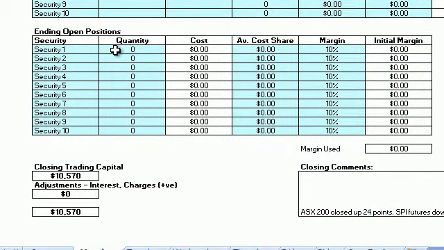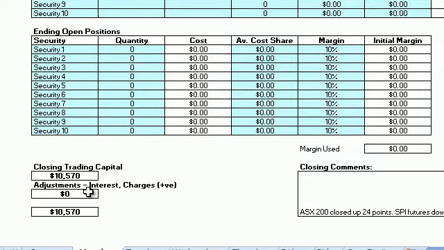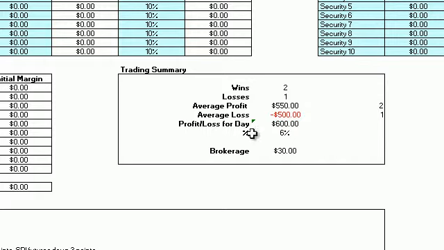So if we'd entered another trade throughout the day, or we hadn't closed some of those other trades out, we'd then leave here the open positions we've got that we're going to ride overnight. This will also help us calculate our financing charges and so forth, which comes under adjustments and interest charges, etc. just there. So this gives us a trading snapshot for the day.